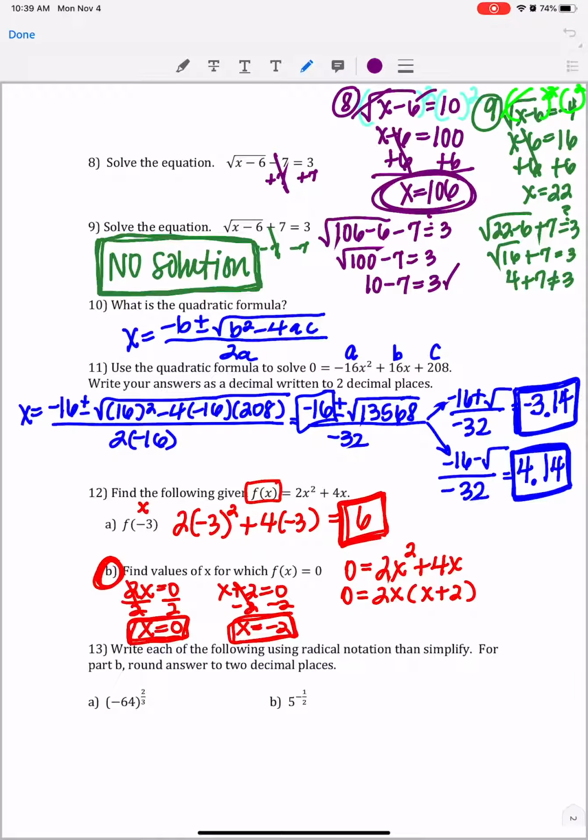Number 13, write each of the following using radical notation. That should say, then simplify. For part B, round your answer to 2 decimal places. So on A, because this is in parentheses, that means that negative is included. So you keep the top part of that fraction with your number, and then whatever's on the bottom of this fraction comes around and it becomes the index of your radical.